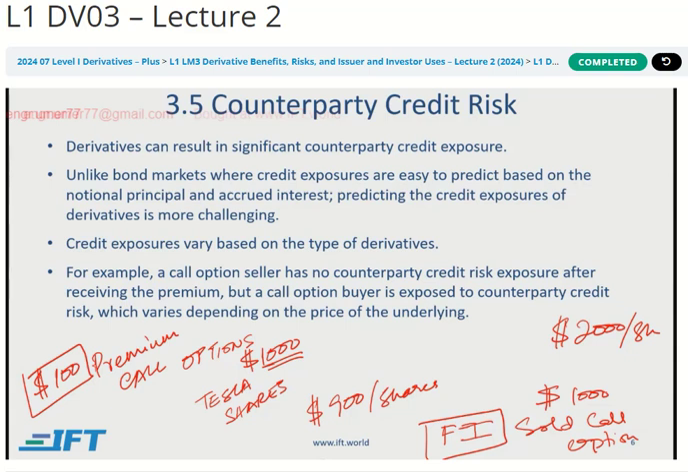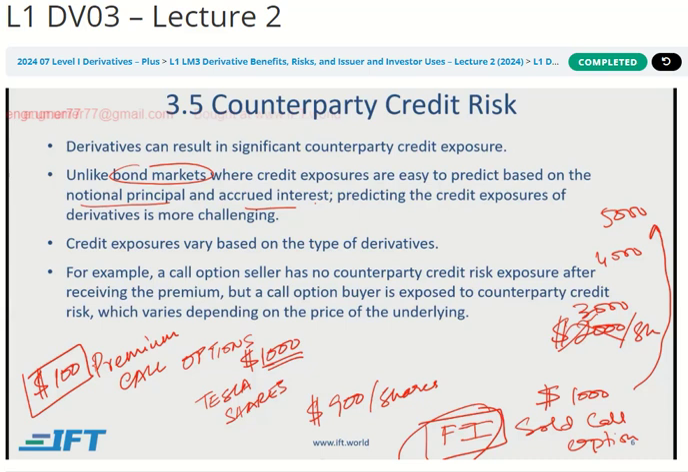So derivatives can result in significant counterparty credit exposure, and this could be infinite. For example, it doesn't go to 2,000, let's say it goes to 3,000 or 4,000 or 5,000. Anything can happen, so there is no limit to the amount of risk we have on this financial institution. With respect to a bond, the risk is limited, because the maximum you can lose is the principal and the interest.